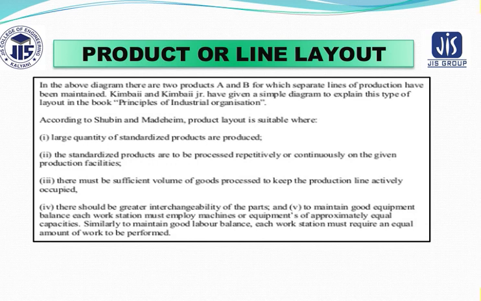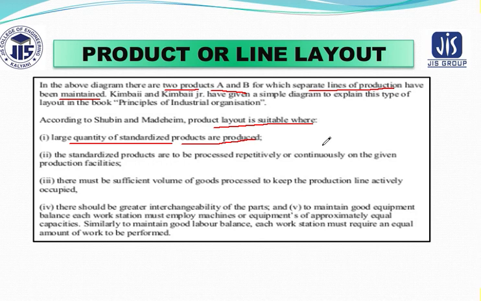Now let's have a look at what product or line layout basically states. In the above diagram you can see there are two products, A and B, for which separate lines of production have been maintained. A simple diagram is shown to explain this, as given in the book Principles of Industrial Organization. According to these two authors, product layout is suitable where a larger quantity of standardized product is produced. Again we are discussing mass production.